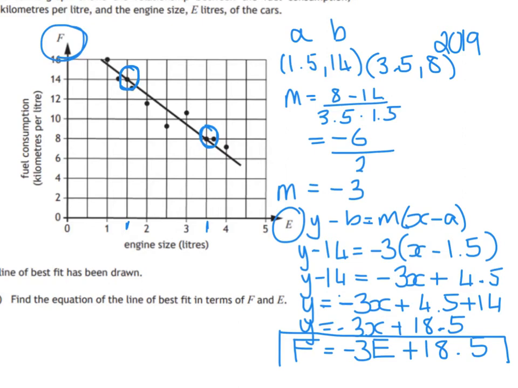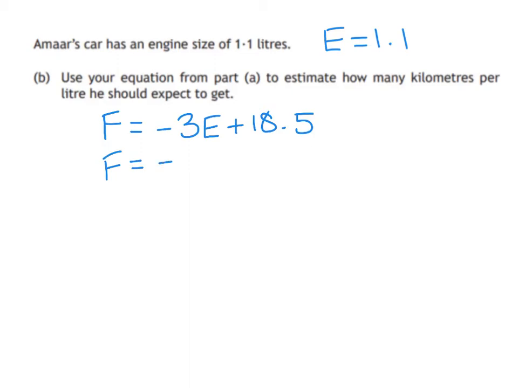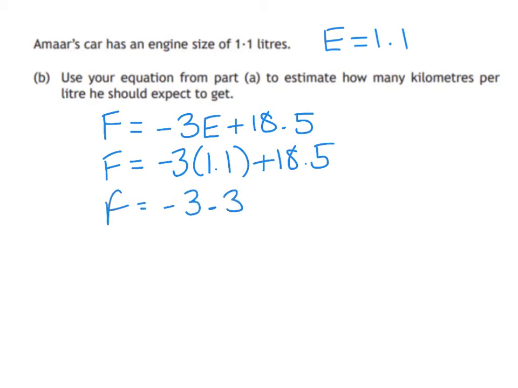Now the part B, if we look at the question, it says her car has an engine size of 1.1. We have to use our equation from part A to work out how many kilometres per litre she should expect to get. So I'm just rewriting out the equation we got in the first wee bit. Okay. Now they've told us our engine size is 1.1. So we're going to replace E with 1.1. So we have negative 3 times 1.1 plus 18.5, which is negative 3.3 plus 18.5.